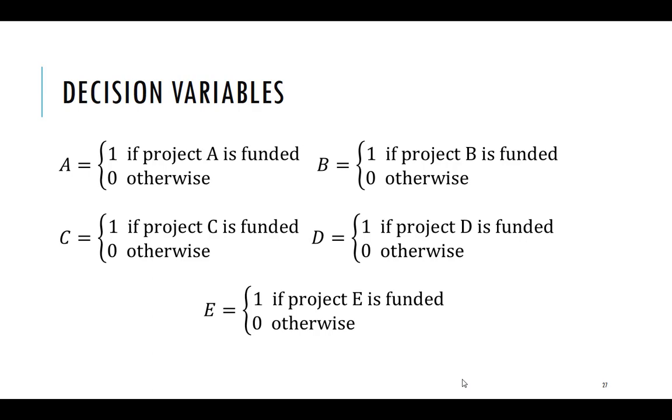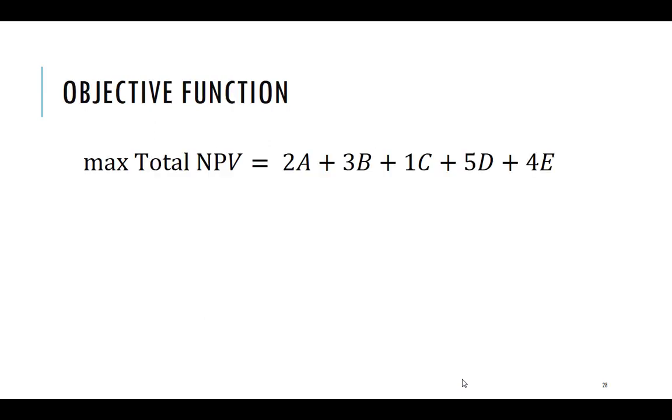Now, the objective function is the next thing. So I already told you we're going to maximize total net present value. And we know that the net present value for project A is 2 million, for B it's 3, for C it's 1.